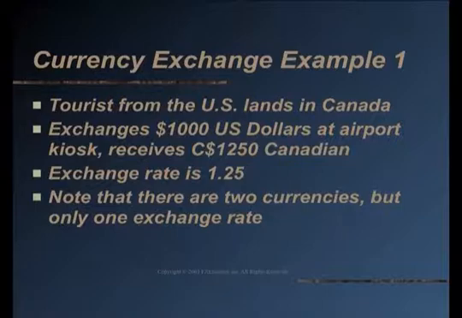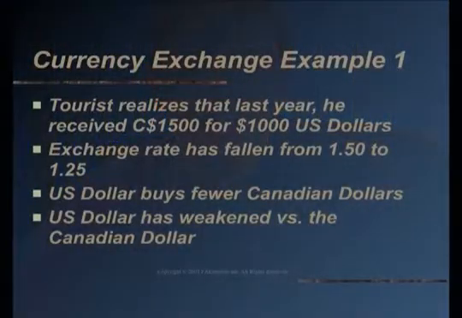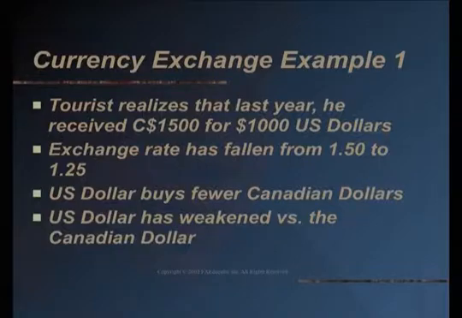So let's imagine that our tourist also visited Canada last year and realizes that he received 1,500 Canadian dollars in exchange for 1,000 US dollars last year. This is working against our tourist. The exchange rate has fallen from 1.5 to 1.25. So his US dollars buy fewer Canadian dollars, and we could say that the US dollar has weakened in relation to the Canadian dollar. And that has worked against our tourist.